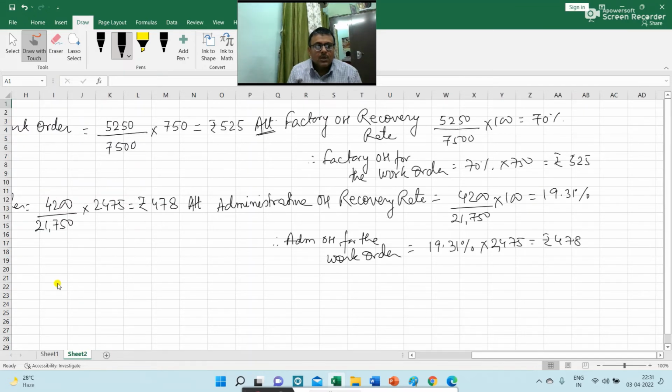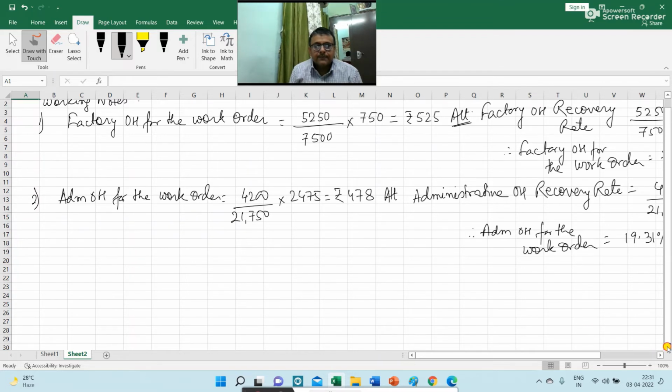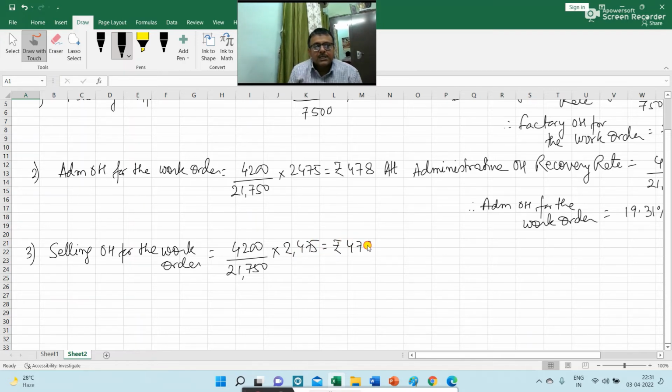Now you have to calculate what will be the selling overhead. So with a small working, I will calculate the amount of selling overhead. Here, third working note, selling overhead for the work order. So this is equal to 4,200 divided by 21,750 into 2,475, and you will get 478.